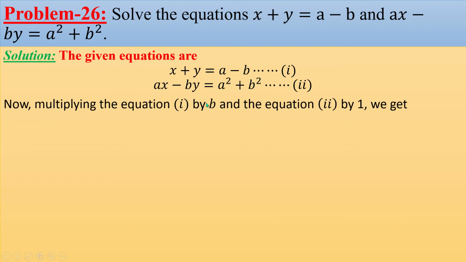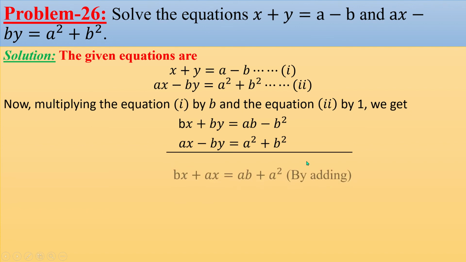Now multiplying 1 by b, because the coefficient of y in the second equation equals b, so we have to multiply 1 by b, and the coefficient of y in the first equation equals 1, so multiplying 2 by 1. Okay, and 1 by b, we get bx plus by equals ab minus b square, and equation 2 will be the same because we multiply by 1, so here will be ax minus by equals a square plus b square.